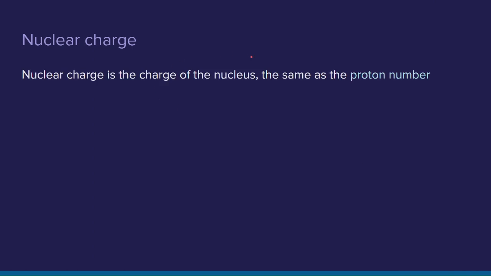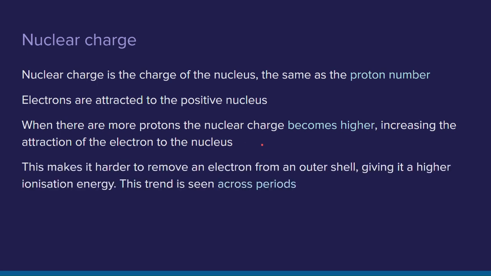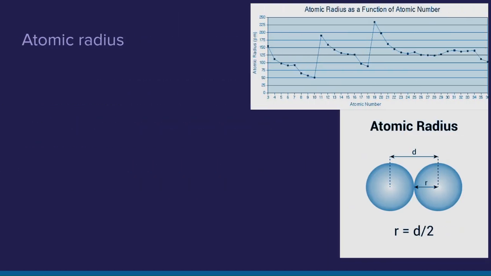Nuclear charge is the charge of the nucleus, which is the proton number, because protons have a charge of +1. So electrons are attracted to the positive nucleus because opposite charges attract. When there are more protons, the nuclear charge becomes higher, which increases the attraction of the electron to the nucleus, so they get held closer to the nucleus, making it harder to remove an electron from the outer shell, which gives a higher ionization energy. This trend is seen across periods because that's when the proton number increases.